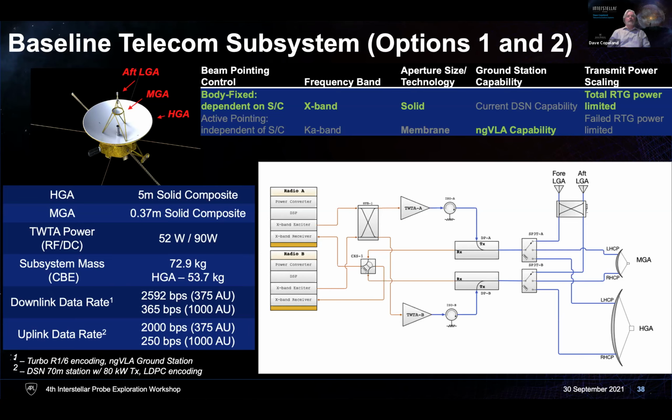If we take a look at deployable technologies or membrane technologies for those antennas, and those have flown at this point, we can bring that mass down. And you can see the data rates that we can achieve with this system, first at about 375 AU, which lines up roughly to the 50-year point, and then going all the way out to that 1,000 AU target. Next slide, please.